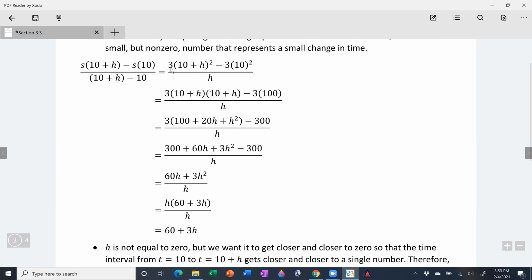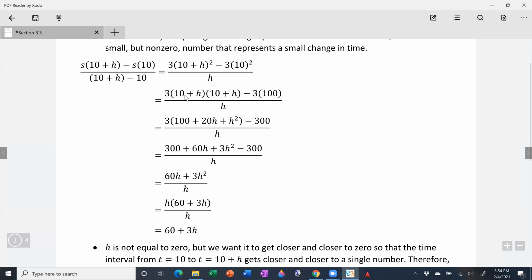Now remember the function is 3t squared. So that has to be plugged in, and that has to be plugged in. And then 10 plus h minus 10, notice that the 10s will cancel and we're left with just h down there. Then we have to work it out, being a little bit careful. Remember that when you have a binomial that's squared, you have to write it twice.